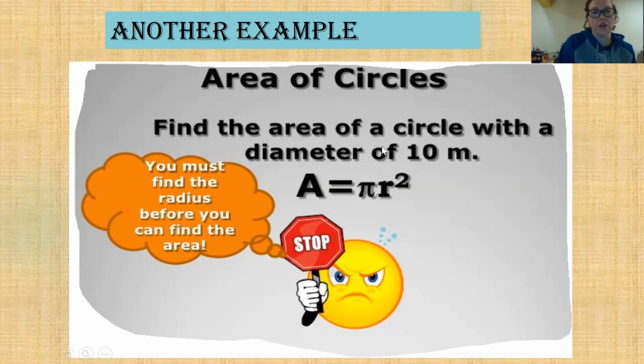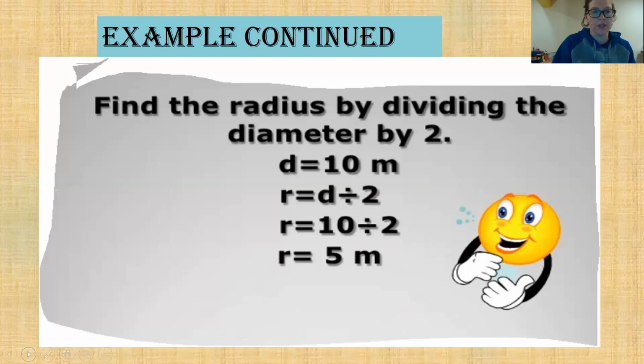So if we're finding the area of a circle with a diameter of 10 meters, then what do we need to do? We need to find the radius first by dividing the diameter by 2, because remember, the radius times 2 gives you your diameter. So if our diameter was 10 meters, then the radius would be equal to the diameter divided by 2. So 10 divided by 2 gives us 5 meters. So now we have our radius. Radius equals 5 meters. Then now we can continue to solve our problem.